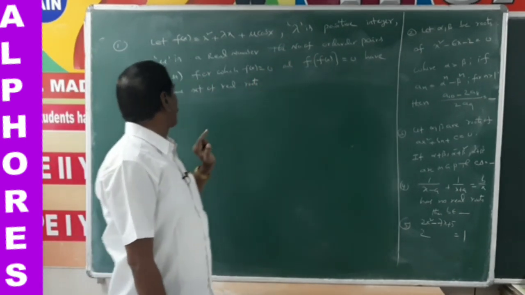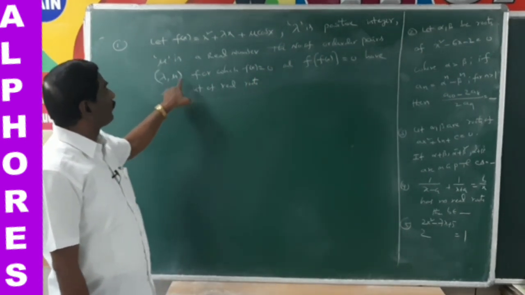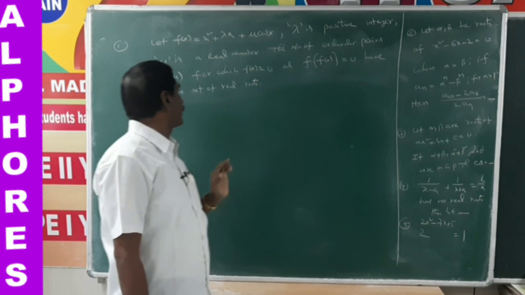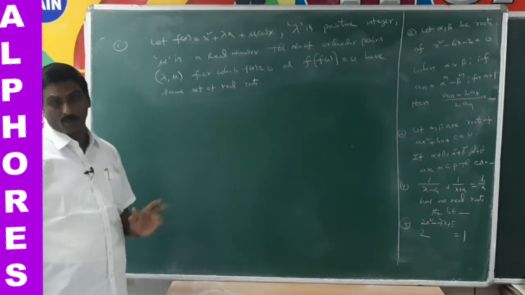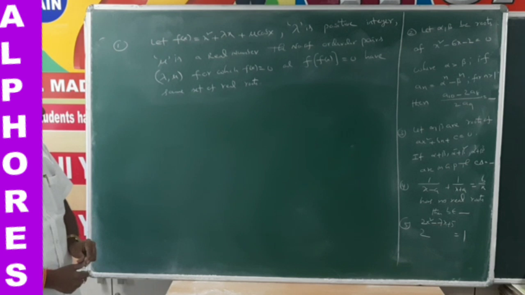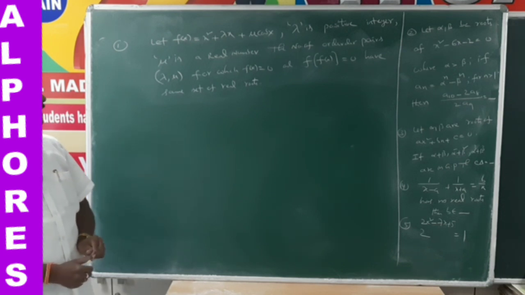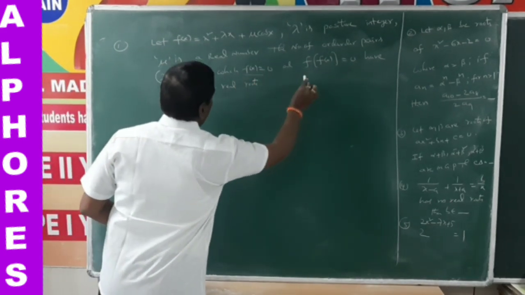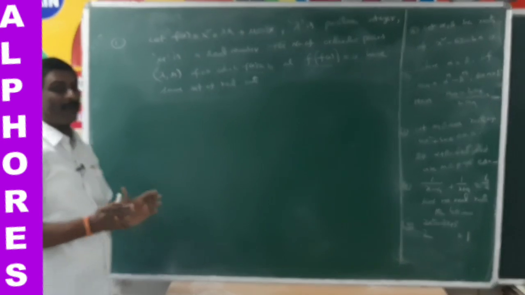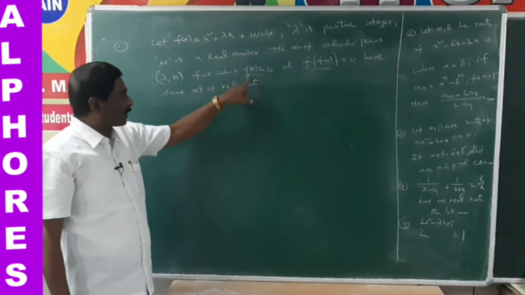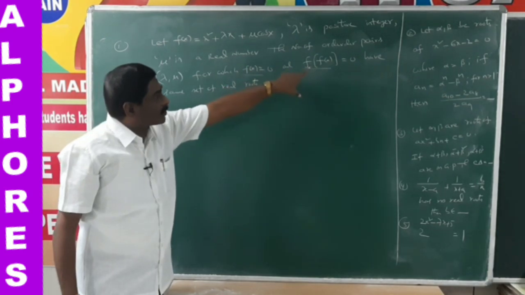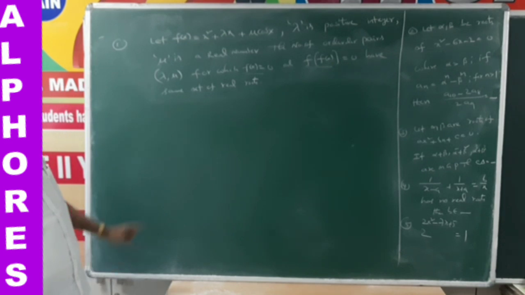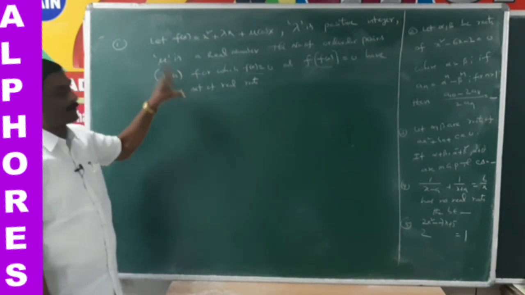The number of ordered pairs (λ, μ) for which f(x) = 0 and f(f(x)) = 0 have the same set of real roots. That means f(x) = 0 and f(f(x)) = 0 have the same real roots. Suppose 1, 2 are roots of this equation; in this case also the real roots are 1, 2. That is the meaning. Then the number of ordered pairs of (λ, μ) is equal to how much?